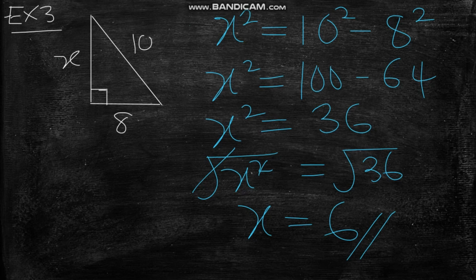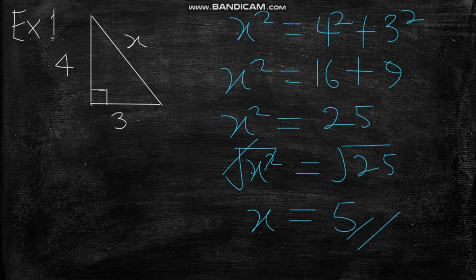So we've seen how we can find the missing side of any given right angle triangle using the Pythagoras theorem.